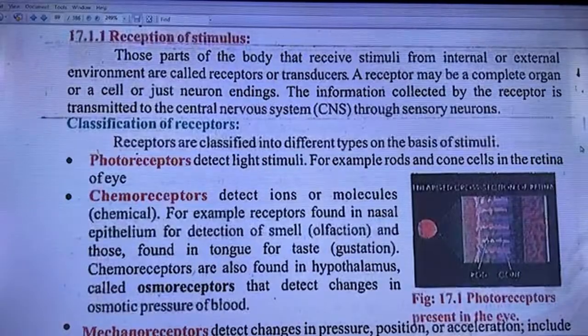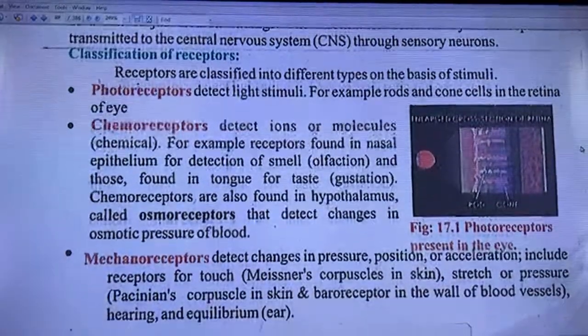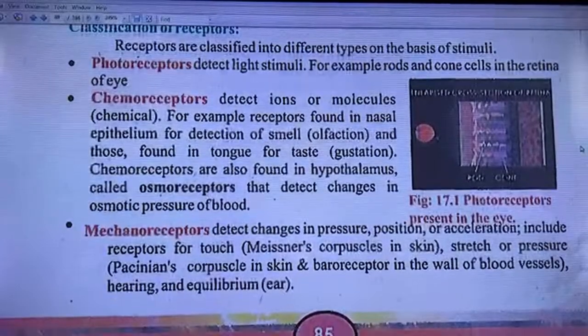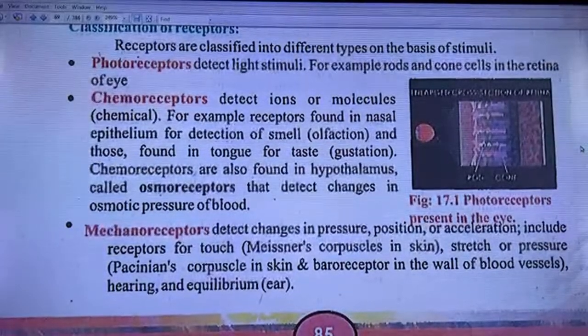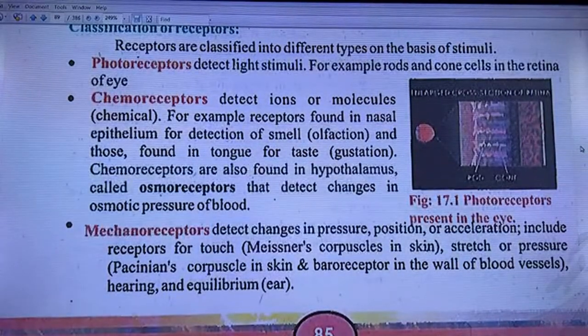Classification of receptors. Receptors are classified into different types on the basis of stimuli. Photoreceptors detect light stimuli, for example, rod and cone cells in the retina of the eye. Chemoreceptors detect ions or molecules, for example, receptors found in the nasal epithelium for detection of smell, olfaction, and those found in the tongue for taste, gustation. Chemoreceptors are also found in the hypothalamus, called osmoreceptors, that detect changes in the osmotic pressure of blood.